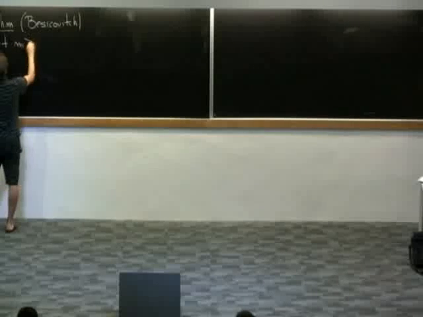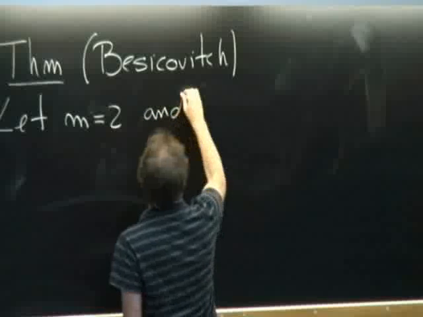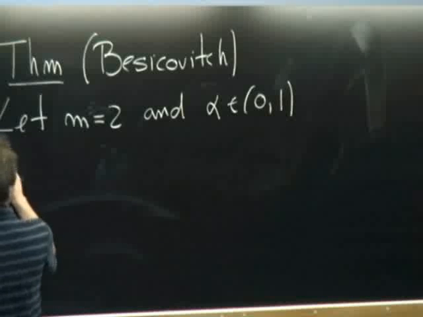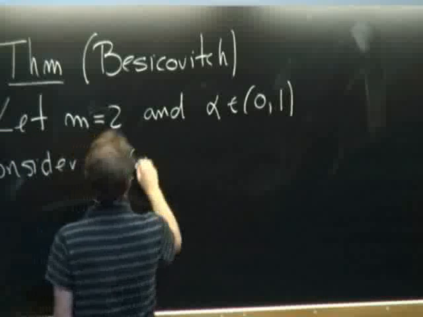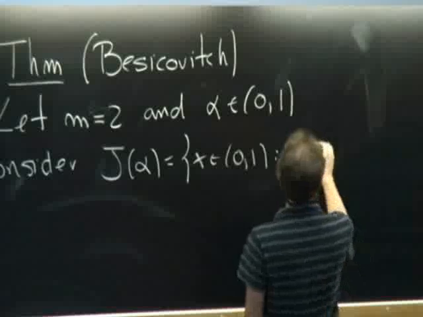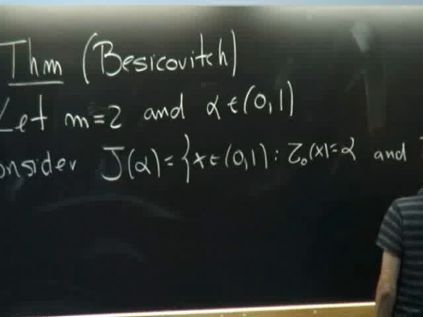Let me remind you what I was trying to do last time. We were proving a theorem by Besicovitch, which says the following. You pick m equal to 2 and alpha in between 0 and 1, and consider the following set, J of alpha, which was the set of points in [0,1] for which the frequency of the digit 0 was equal to alpha, and the frequency of the digit 1 was equal to 1 minus alpha.